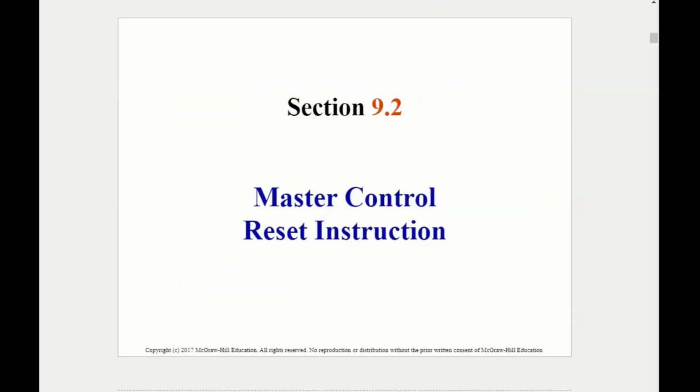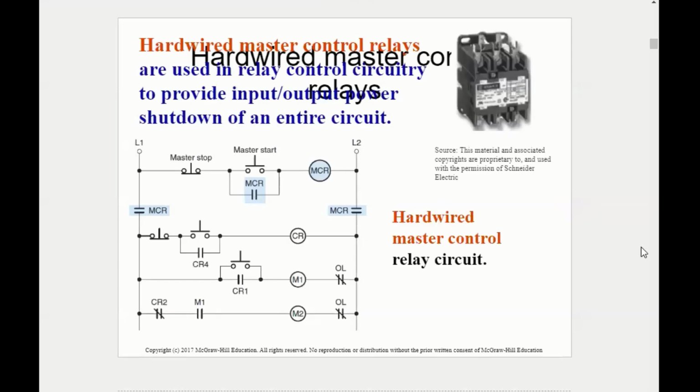Okay, so let's look at the master control reset instruction. I'm sorry that the fonts are a little bit overlapped; something is not working right with the layout here. There is a hardwired master control relay, and it's used in relay control circuitry to provide inputs and outputs so that you can shut down an entire circuit.